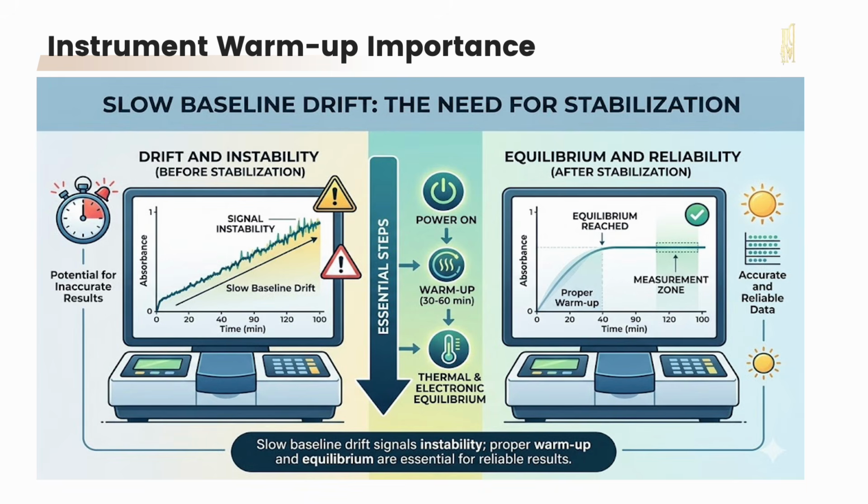You run a blank and the baseline is drifting slowly, not sharply, just gradually moving. Now I want you to stop here and think, what is the instrument trying to tell you? Because this is not just a visual fluctuation, it is a signal. The instrument is trying to tell you, I am not stable yet. Now, what usually happens? We ignore it and proceed with analysis. And later we repeat everything again.